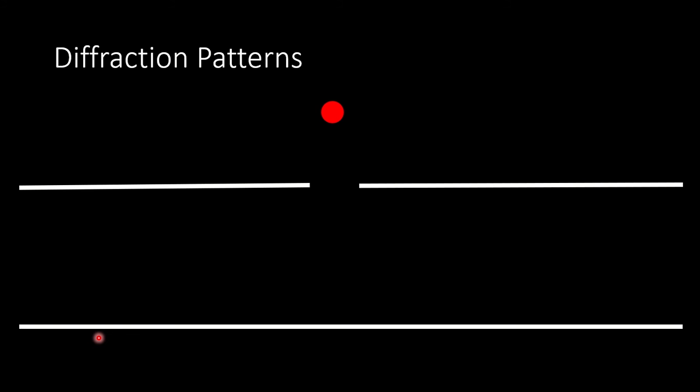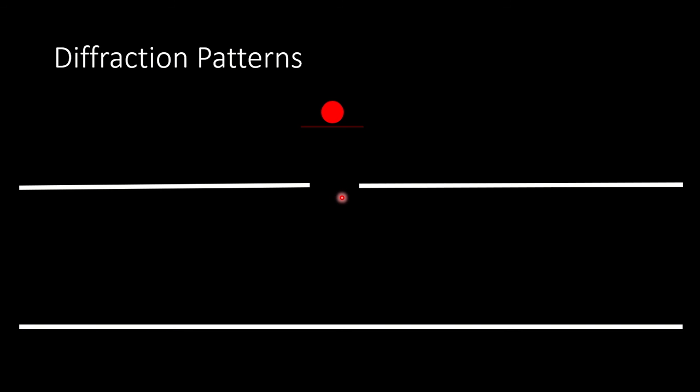Now, the next and perhaps the most important characteristic of light to understand is how light is able to diffract. If we look at this image here, we're going to say that this red dot is a light source. And these white lines here, they're going to represent barriers. And this right here is going to represent a hole within this barrier.